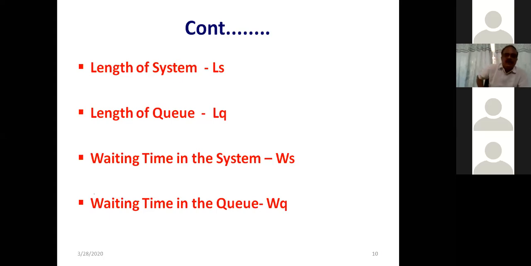Next is waiting time in the system and waiting time in the queue. It has the same analogy as length of system and length of queue. Waiting time in the system includes the waiting time in the queue plus the actual time he requires for the service. So waiting time in the system is always equal to the service time plus waiting time in the queue. Whereas waiting time in the queue is exclusively the time the customer spends in the queue without getting the service.